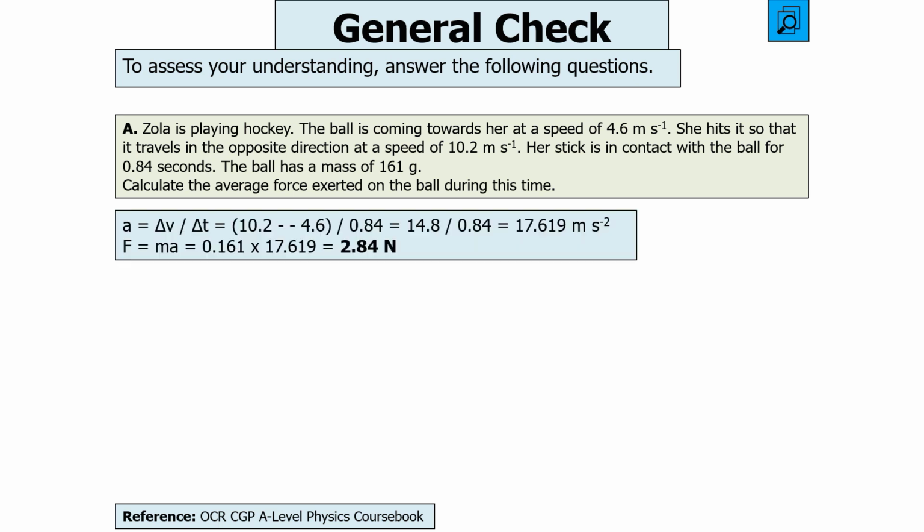Well, acceleration is the change in velocity over the change in time. So it's 10.2 minus negative 4.6, because it's now moving in the opposite direction, divided by 0.84. So that is 14.8 over 0.84, which is 17.619 meters per second squared. F equals ma, so it's 161 grams converted into kilograms, 0.161, times 17.619, which equals 2.84 newtons.